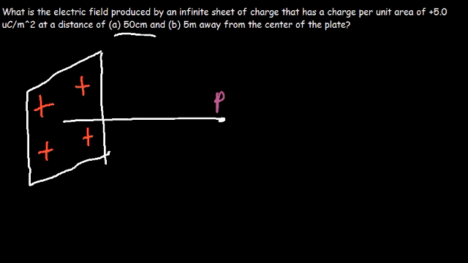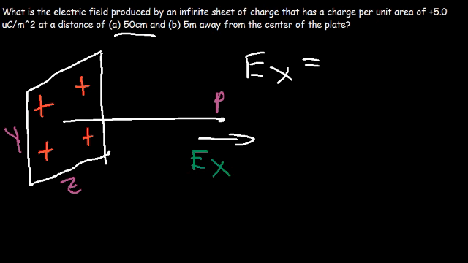So initially at 50 centimeters away. The equation that we can use is this equation, the electric field, which is directed away from the plane of the plate, in this case in the x direction. The plane of the sheet of charge is in the YZ plane. So the electric field is perpendicular to the YZ plane. So it's in the x direction.